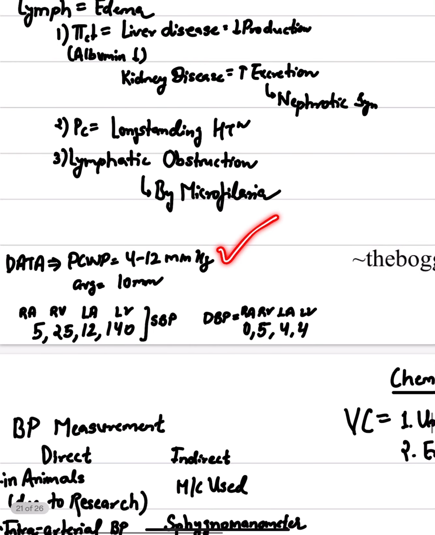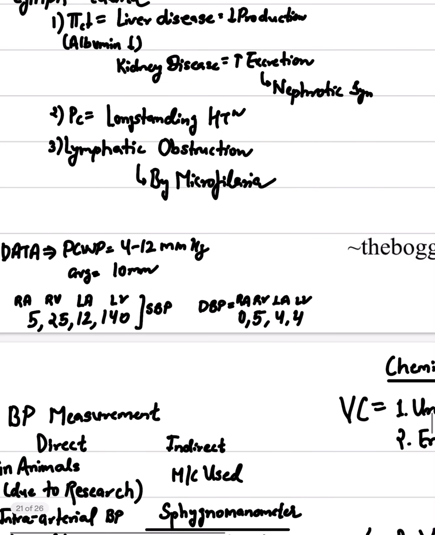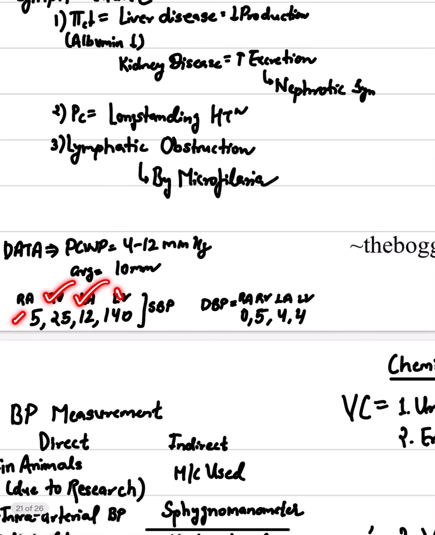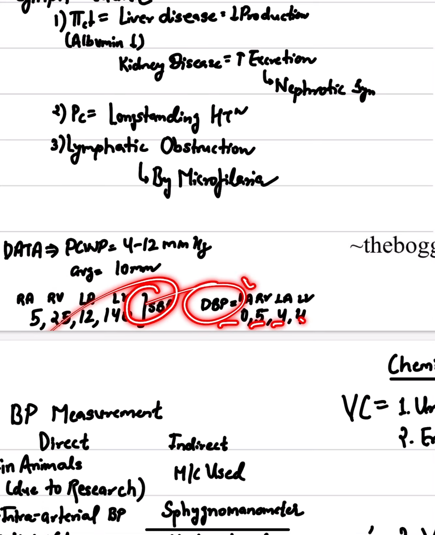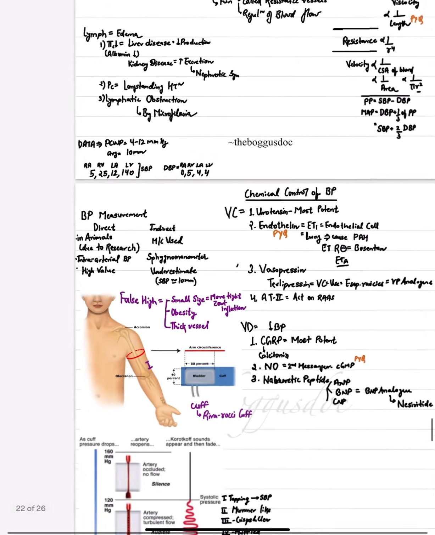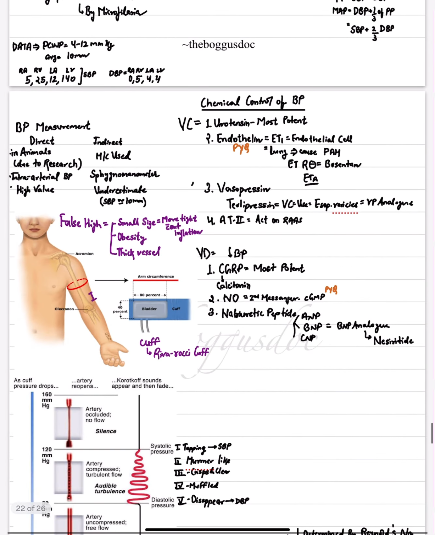There is some data. Pulmonary capillary wedge pressure is 4 to 12 mm Hg, average 10 mm Hg. This is the pressure in the different chambers of the heart: right atrium, right ventricle, left atrium, left ventricle, in the systolic phase and in the diastolic phase: 0, 5, 4, 4 for right atrium, right ventricle, left atrium, left ventricle.